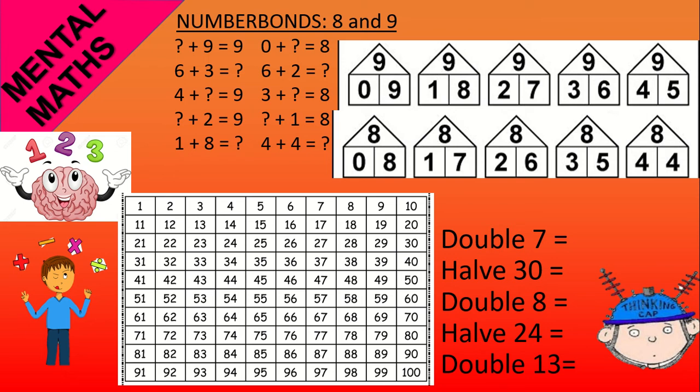For mental maths, only allocate 1 minute per section, so 1 minute for the number bonds of 8 and 9, and 1 minute to double and half. Please make use of the resources on screen if you struggle.